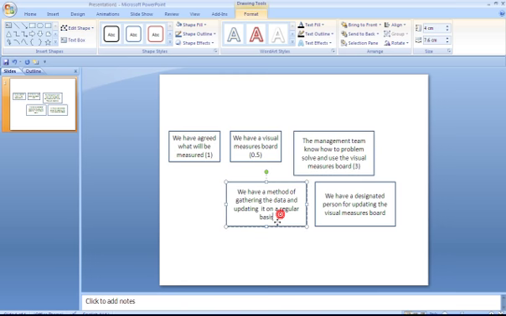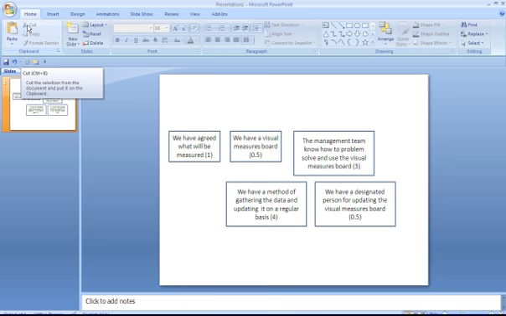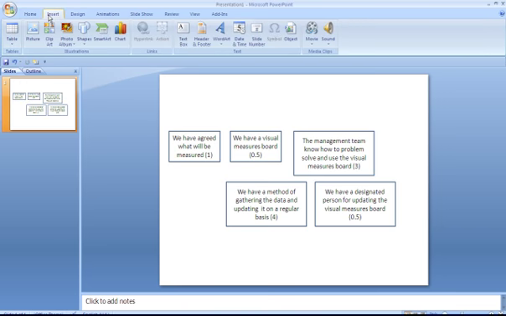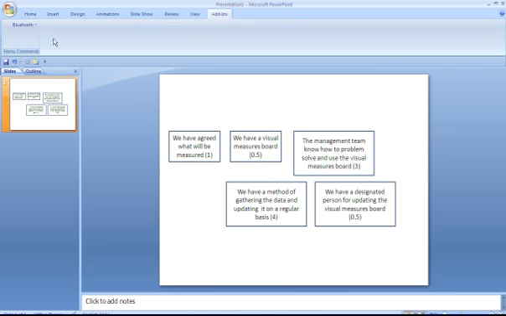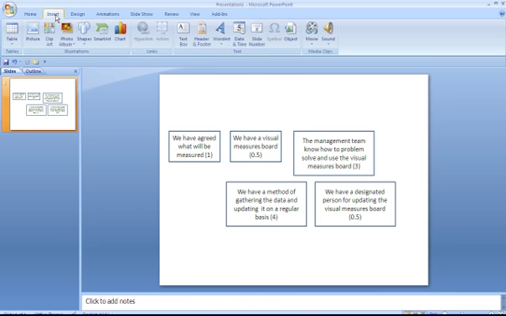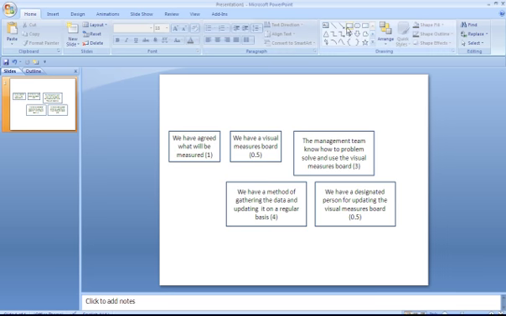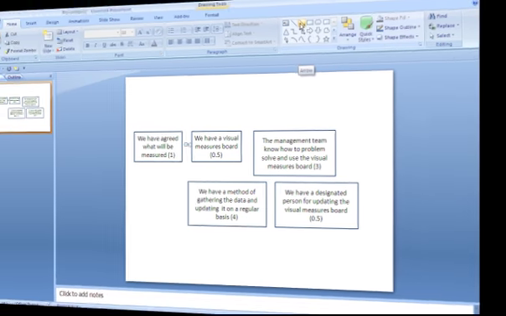We have a method of gathering the data and updating it on a regular basis. Potentially, that's about 4 days. And we have a designated person for updating the visual measures board. Again, very short objective, maximum half a day. So what we can now do is simply join up the dots and see exactly how our critical chain fits together. And let's just put in some arrows. So there's a dependency there.